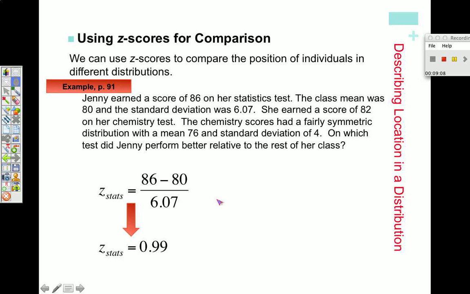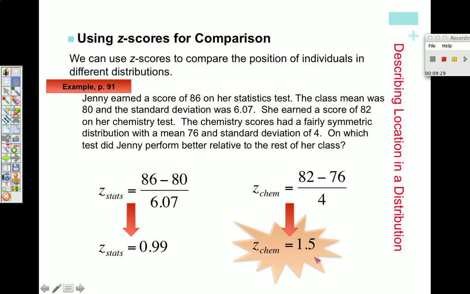So what you should have done is 82 minus 76 divided by 4. And we get a z-score of 1.5. That means she's 1.5 standard deviations above the mean. So she's further away compared to the mean. And because this z-score, this standard score, is higher, that's the test that she did better on relative to the rest of the class. Yes, the grade isn't as high, but relatively speaking, she performed better on that one.